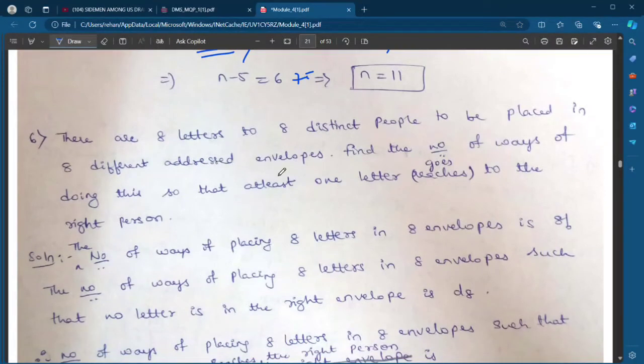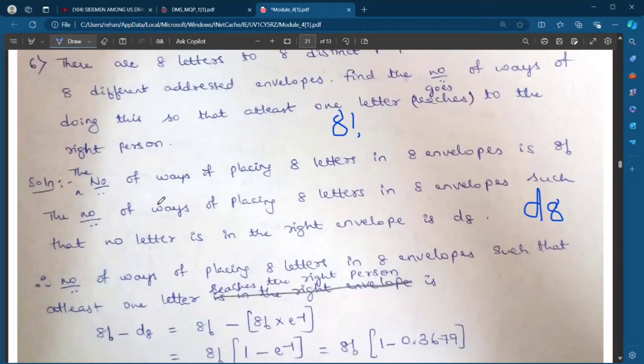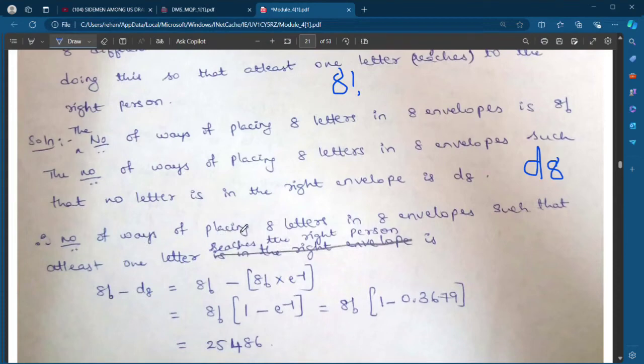Then there are 8 letters to 8 distinct people to be placed in 8 different addressed envelopes. Find the number of ways of doing this so that at least one letter goes to the right person. So the number of ways of placing 8 letters in 8 envelopes is 8 factorial. The number of ways of placing 8 letters in 8 envelopes such that no letter is in the right envelope is D8, derangement of 8.